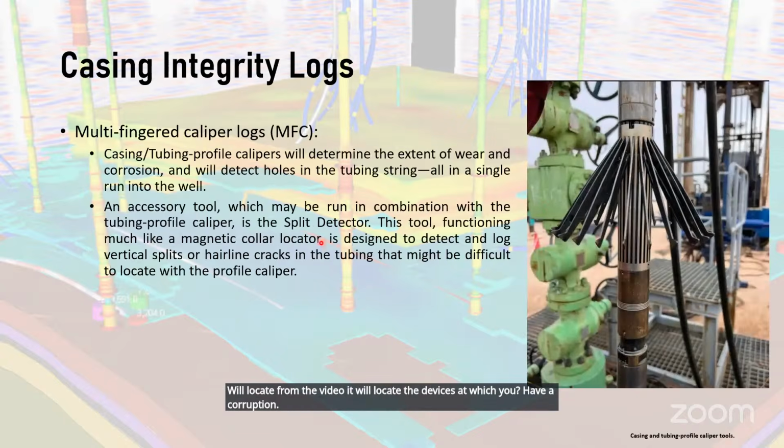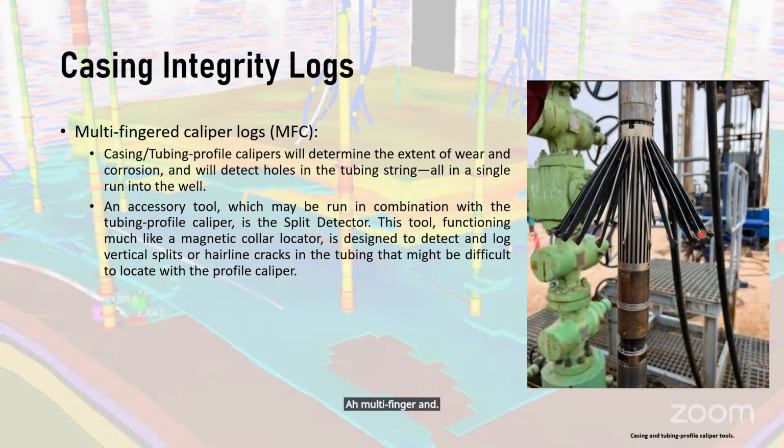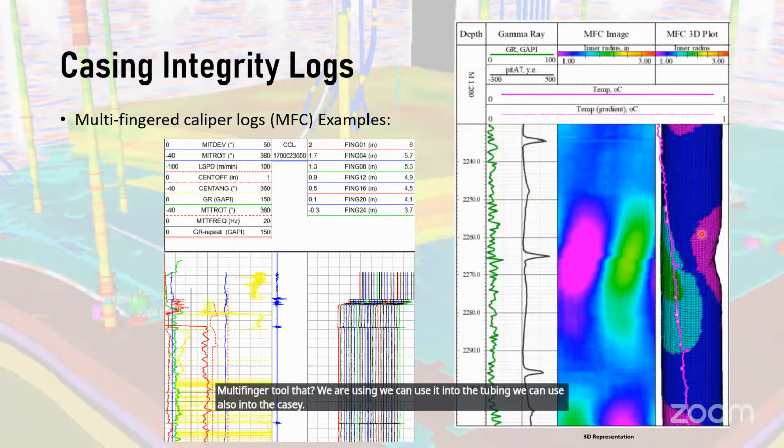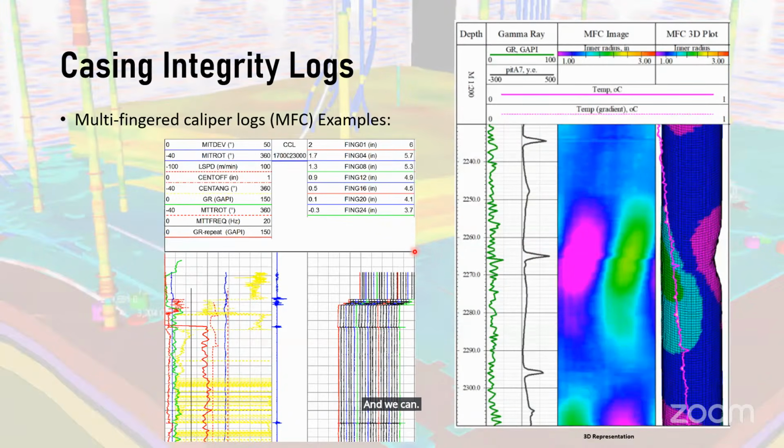Okay, so you can see this is the photo of the multi-finger tool that we are using. We can use it in the tubing, and we can also use it in the casing. And we can see two types for the multi-finger logs.